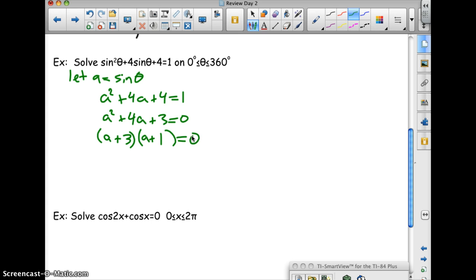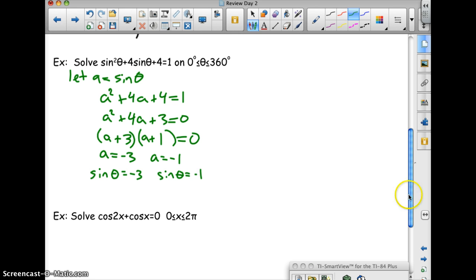I think that works. 3 times 1 is 3, 3 plus 1 is 4, and both signs are positive. So I'm getting a equals negative 3, and I'm getting a equals negative 1. Okay, so those are my two possibilities. So I know now it's time to go back and take my a's out. That was just something that we invented, right? And then try and solve this, all right?